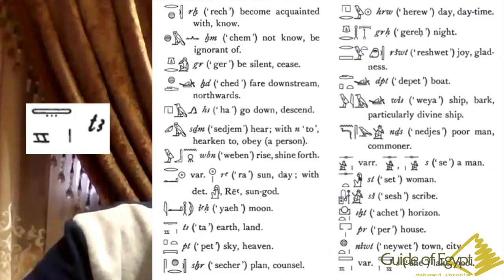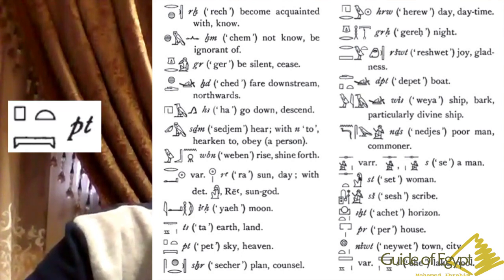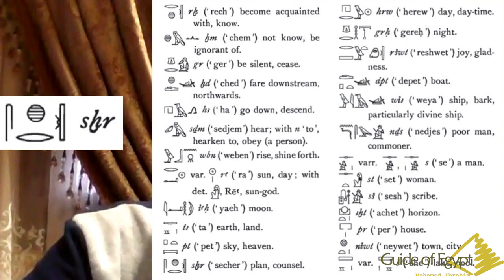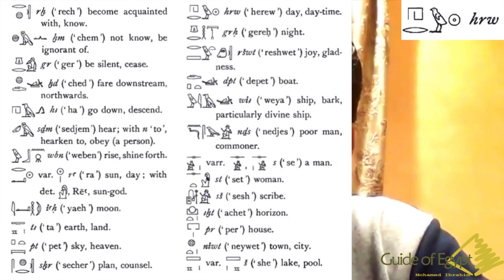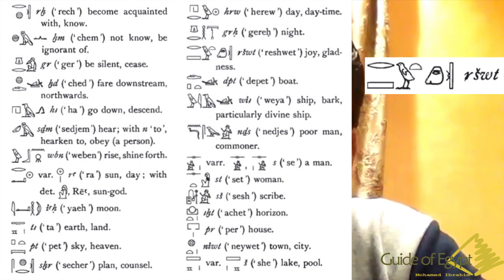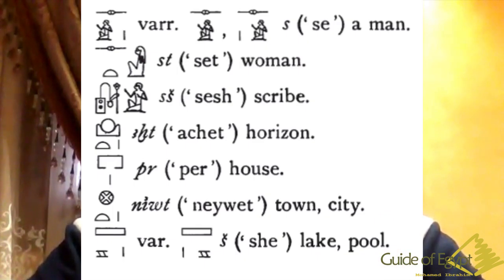Ta means earth or land. Pet, sky, heaven, or above. Seher means plan or counsel. Heru, day or daylight or daytime. Gereh, night. Rishut means joy, glad, happiness. Debit or debt means boat. Wia, ship. So in this case, we understand that debit means small size of boats or ships. Wia is the big one. Nedjes means poor man, and could be poor man or poor woman if we add the determinative of a woman instead of the man. Sa or s, man. Set, woman. Sesh, male scribe. Seshet, female scribe.